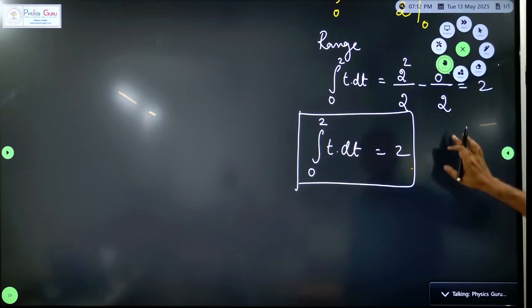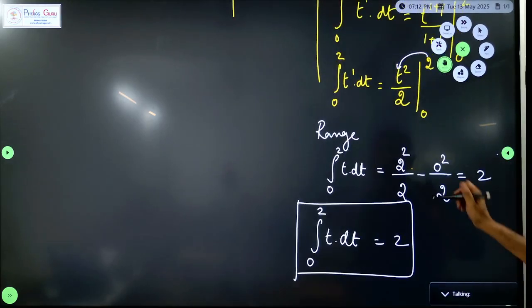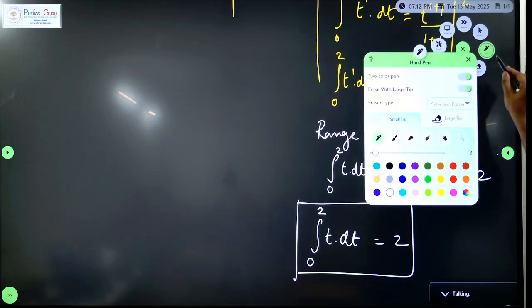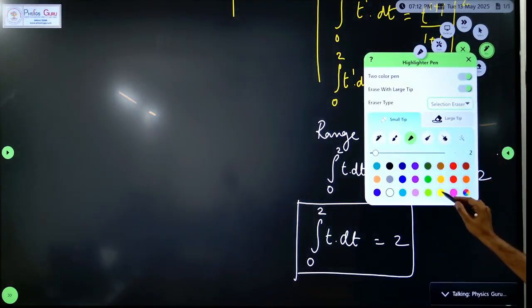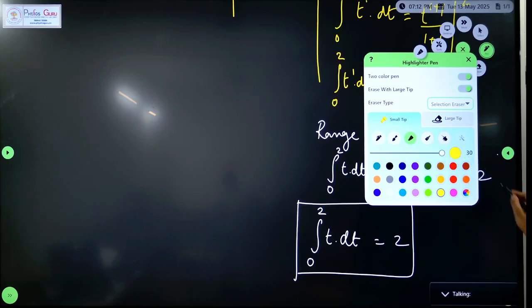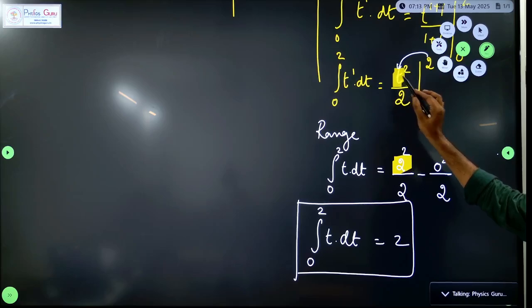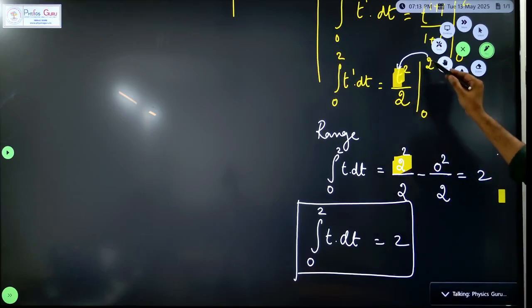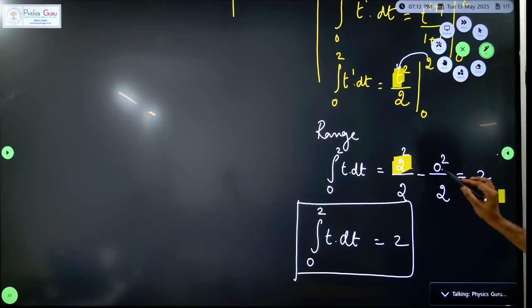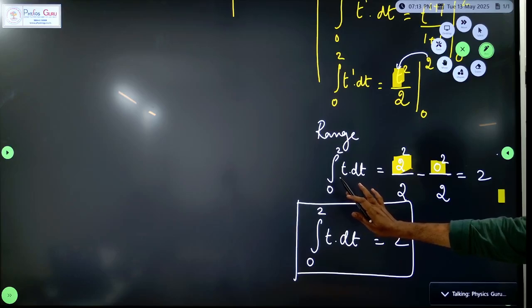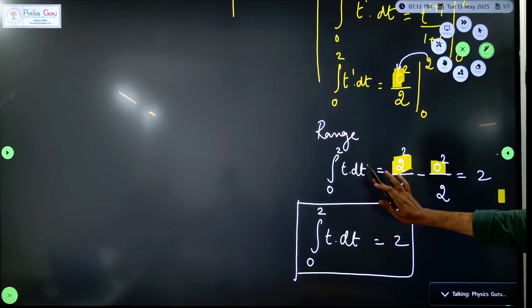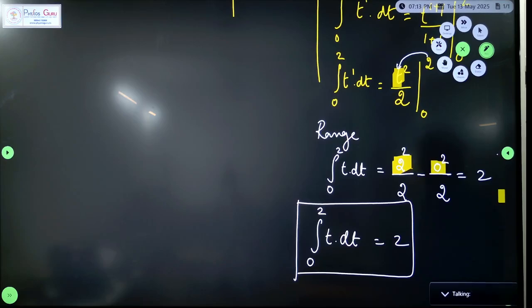What is range? Upper limit minus lower limit. What is my upper limit? 2. In the place of time, the maximum value the time can carry is 2 and the minimum value time can carry is 0 according to the question. Got it? Fine.